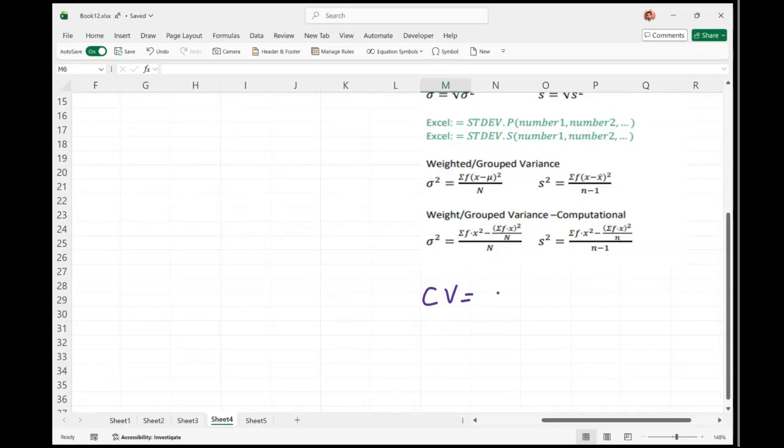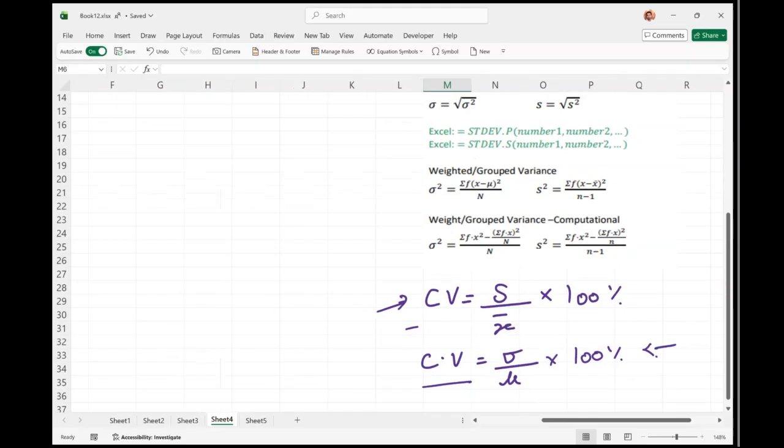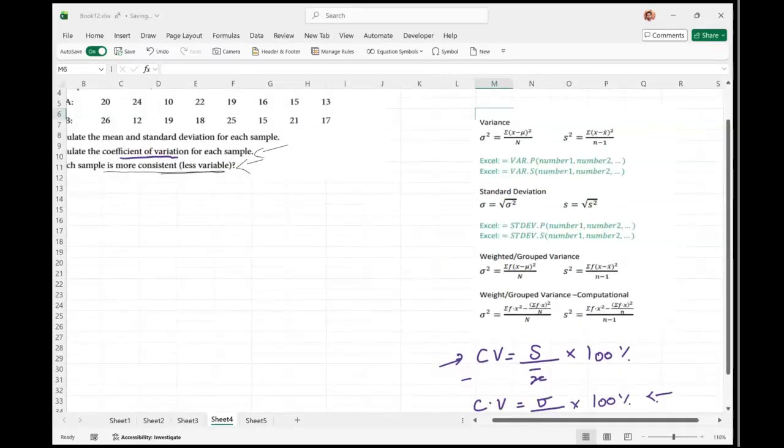CV is equal to S upon X bar multiplied by 100%. And if it is a population, it will become sigma divided by mu multiplied by 100%. So this is the formula for coefficient of variation of a sample, and this is the formula for coefficient of variation of the population. This formula is provided to you on a formula booklet, but it is not provided here on the screen, so that's why I've written this formula.